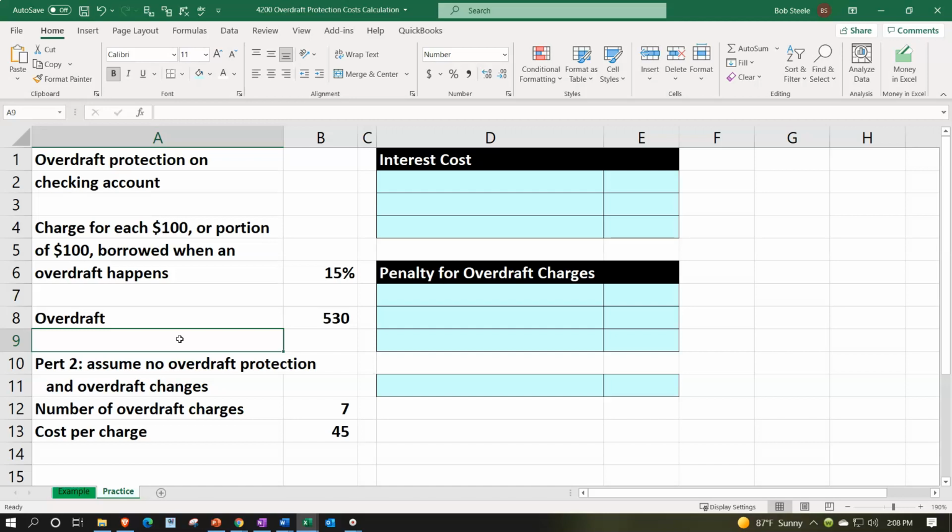So we have our overdraft protection. What's going to be the cost, in essence, of the overdraft protection? It might be formatted in a couple of different ways, but that's what we'll consider here. So we have the charge for each 100 or portion of 100 borrowed when an overdraft happens. We're going to say the bank is going to basically charge us for every portion of $100, meaning we're going to assume here that even if it was like $5, they're going to charge us this rate on $100.